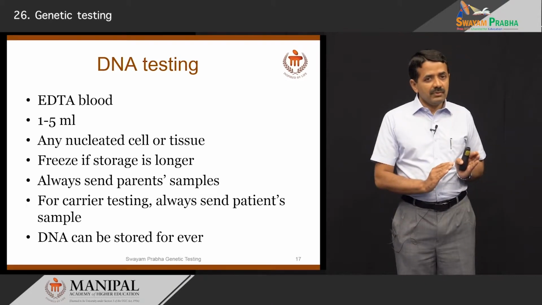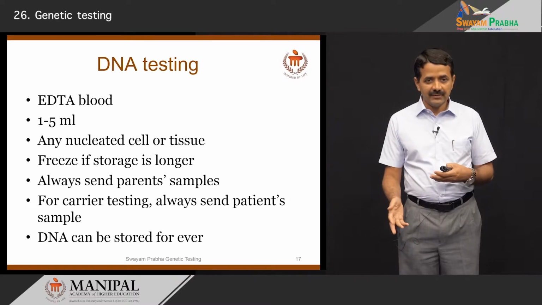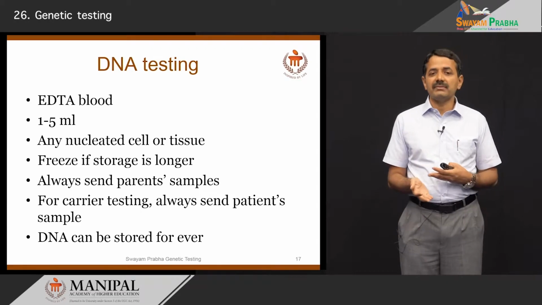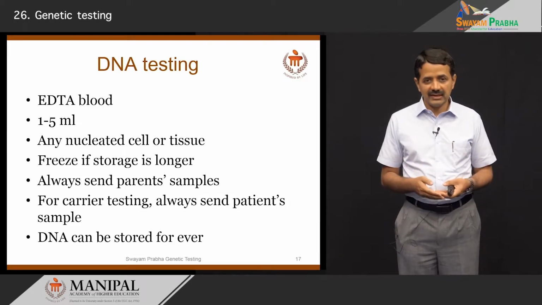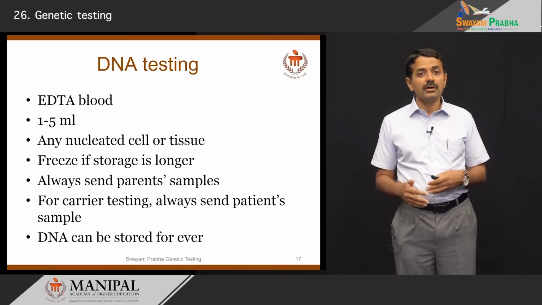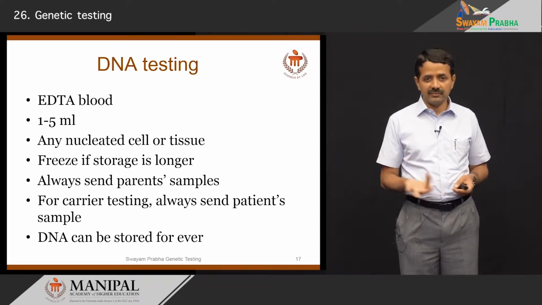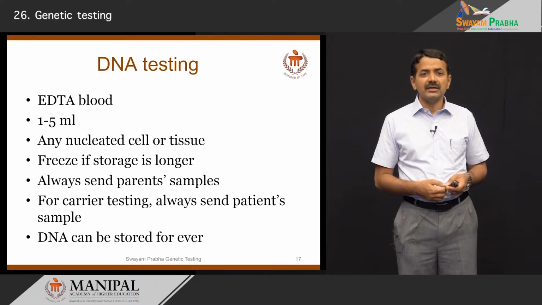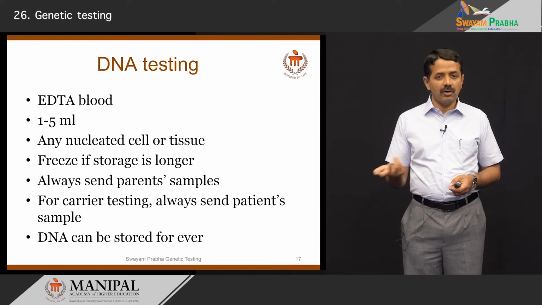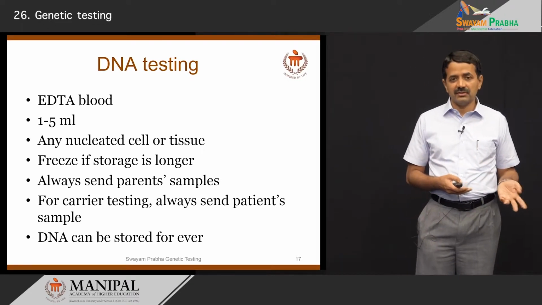I have touched upon karyotype, which is a test on an actively dividing cell. FISH can be done on an actively dividing cell as well as a dead cell. MLPA is done on DNA or dead cell. So, the mainstay of genetic testing is usually now testing the DNA, where we take an EDTA sample of blood, a drop or a few milliliters are sufficient, from any nucleated cell or tissue. Most easily accessible is a saliva or blood sample. You can store it if the transit time is longer or the testing is delayed.